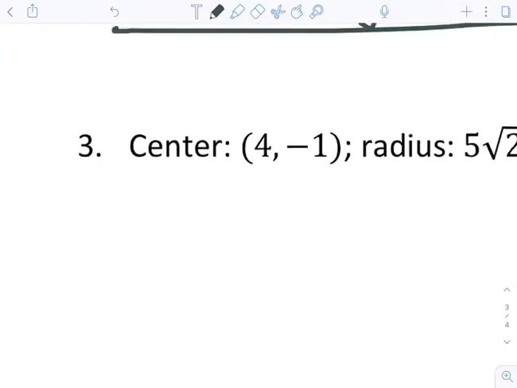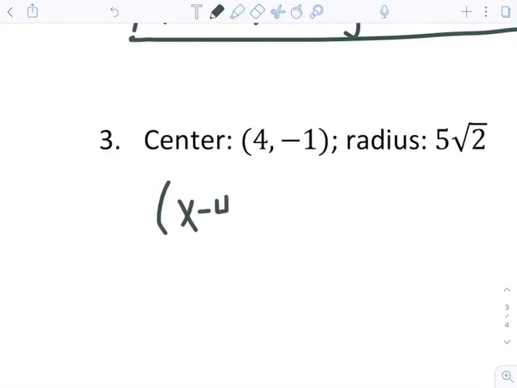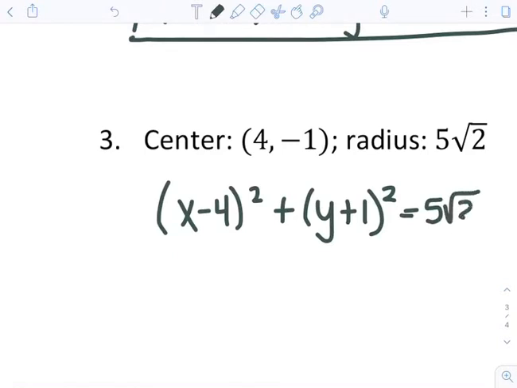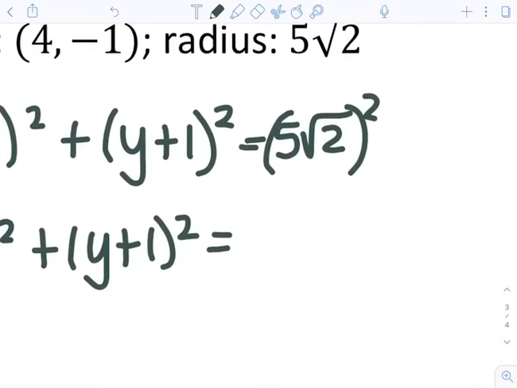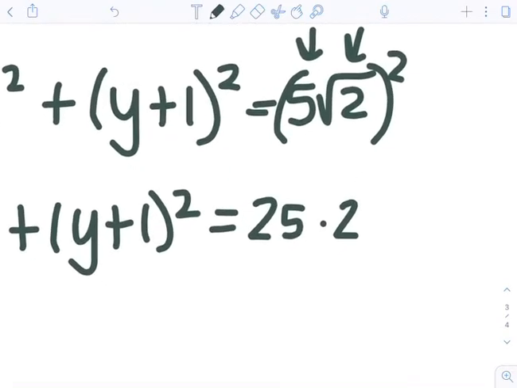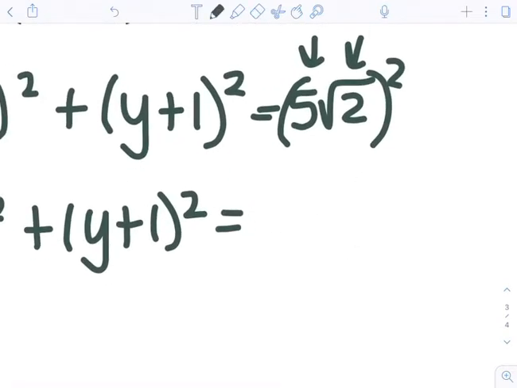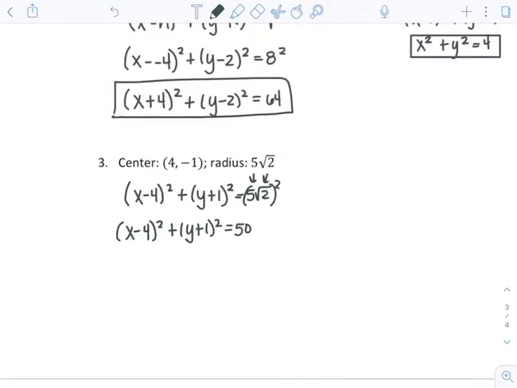Okay, and then last one. x minus 4 squared plus y. Now since it's negative 1 and it's minus negative 1, it's going to become plus 1 equals 5 root 2 squared. So x minus 4 squared plus y plus 1 squared equals, now when you're squaring this, the 5 gets squared and the root 2. So that becomes 25 times 2, because remember when you square a square root, the square root goes away. So 25 times 2, and that's going to give me 50. And there's my equation. Very, very simple.